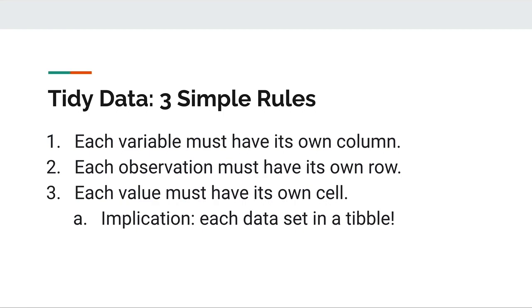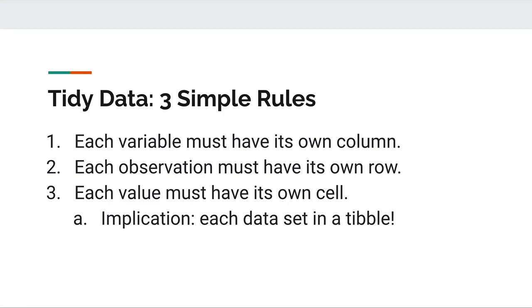So they're all related, and I'm just going to read them off here. The first rule is that each variable must have its own column. And we've been assuming that throughout our analysis so far. But each observation must have its own row, which is also something we've been assuming. Then each value must have its own cell. And so the implication is if you have all of these, each data set is going to be in a tibble. And so that is the common grammar that is found throughout the tidyverse.